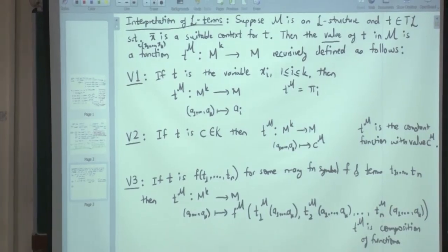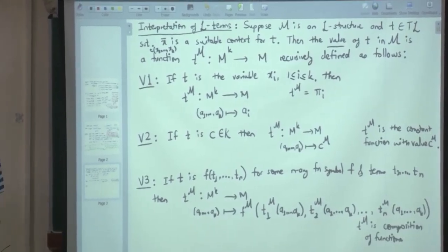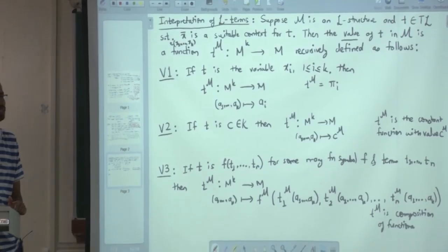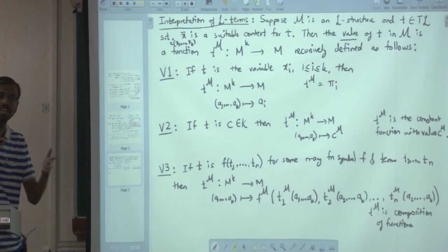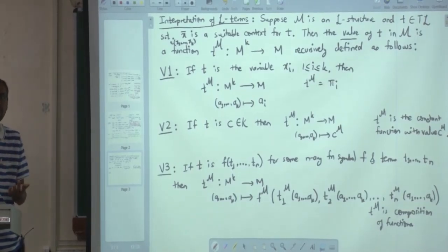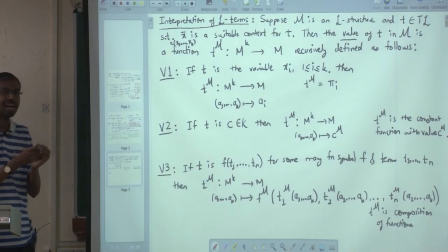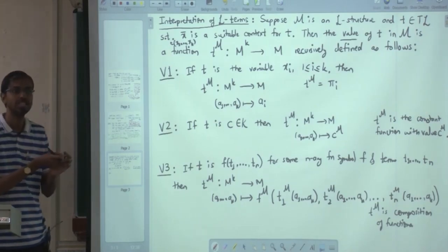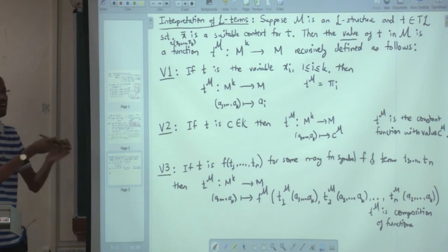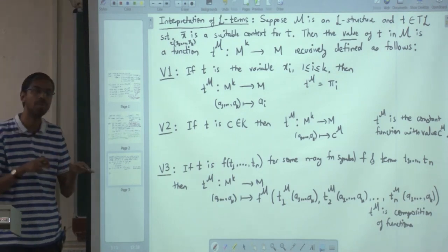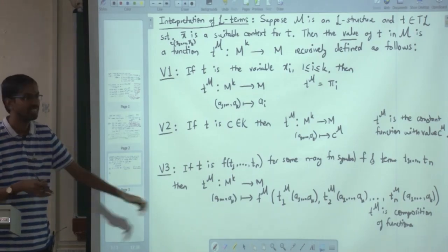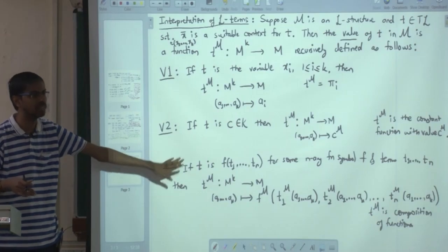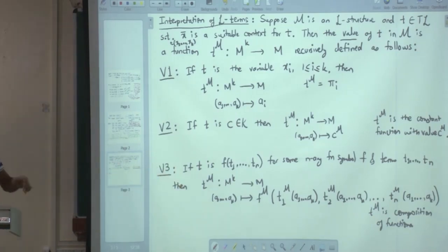So if we are talking about x plus y, and my values are 1 and 2, then how do I obtain the interpretation of plus of x y? First, I find the value of x, which is 1, then I find the value of y, which is 2, and then I apply the interpretation of plus on 1 and 2. That's what is written here. It looks complicated, but it's not. Yeah, so let's do an example.